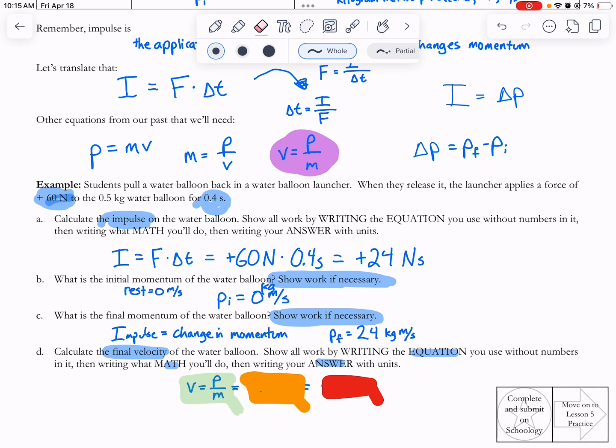And I'm finding the final velocity, so I should probably use the final momentum, okay? Hint, hint. The final momentum is 24, so that's what I'm going to plug in along with the mass, which was given in the beginning of the question, which is right there. Okay. So 24 kilogram meters per second divided by 0.5 kilograms. Okay, I want to plug that into my calculator. I get 48 meters per second.